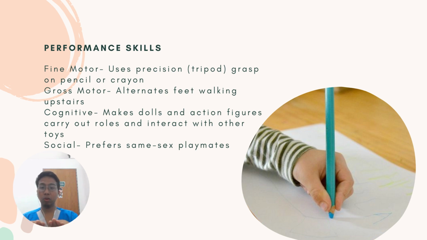Before this, they tend to take one step and then another step, with two feet at one step. But now it's just one, and one, and one. And then cognitive performance skills include mixing dolls and action figures, carrying out roles, and interacting with other toys.